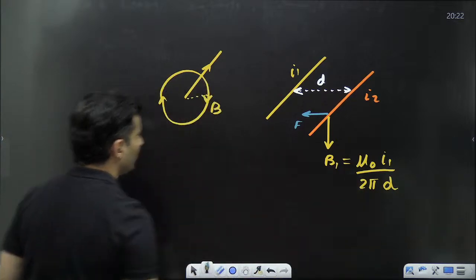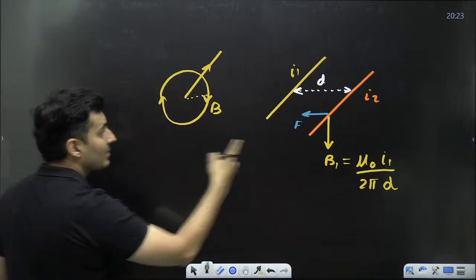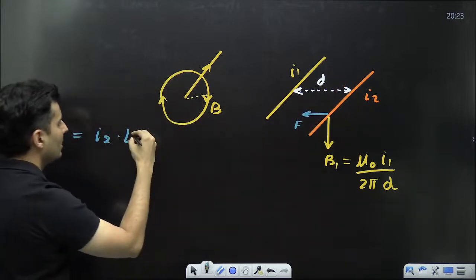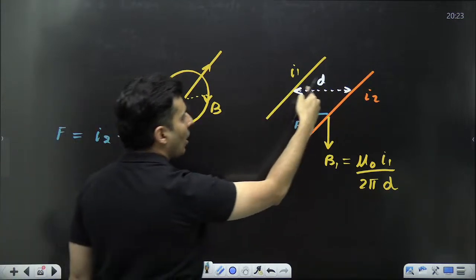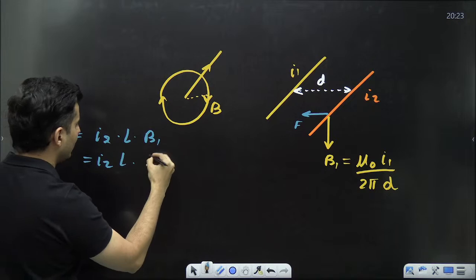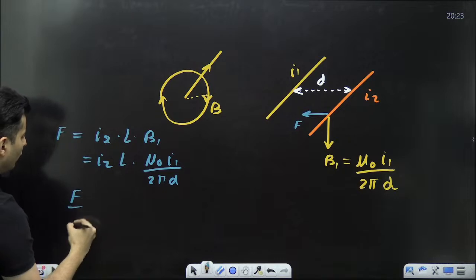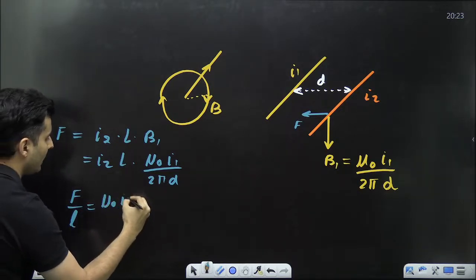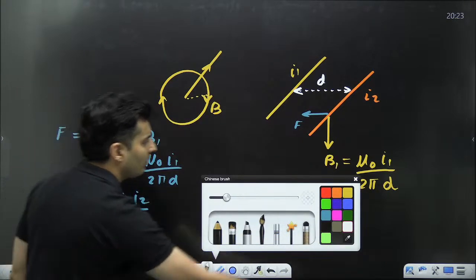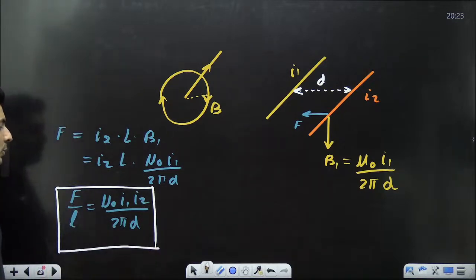So what is the force now? What is that force on that wire? It will be I, but I is of this wire, so I2 into length of that wire into the field on it, which is B1. So it will be I2 L B1. B1 is nothing but mu naught I1 by 2 pi d. Shift L below. So force per unit length will be mu naught I1 I2 by 2 pi d. This is a very important formula, will be helpful for solving problems. The force acting per unit length is mu naught I1 I2 by 2 pi d.